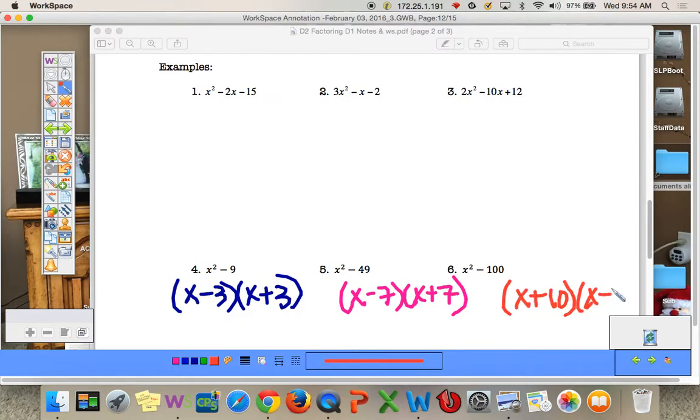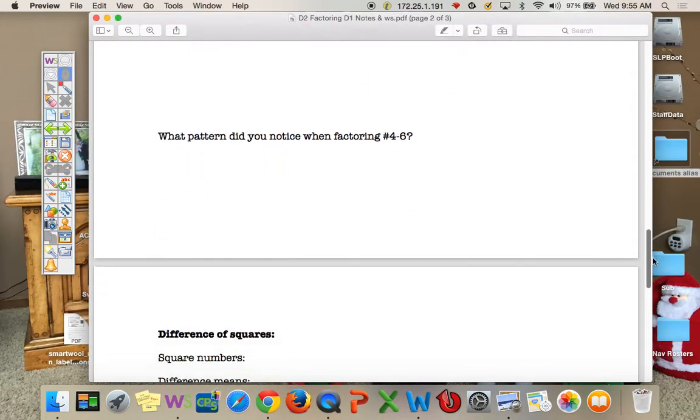All right, take a look at the last three examples. What do you notice? Maybe you notice that these are all square numbers and they're being subtracted. This is a pattern, a shortcut for factoring, and we call that difference of squares.